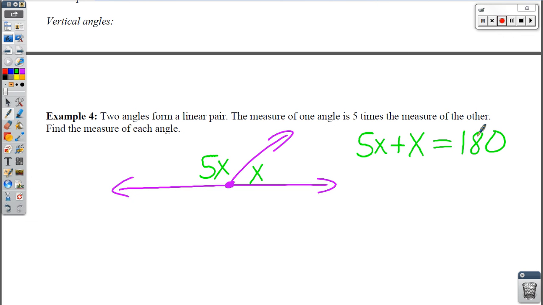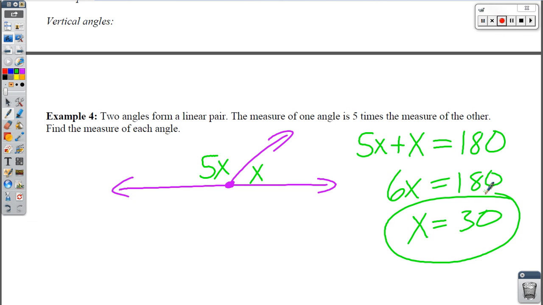Then we just solve this equation. So 5x plus x is 6x. Then we can take 180 and divide both sides by 6. 180 divided by 6 is 30. 6x divided by 6 is x. So that tells us that x is 30. We're not totally done yet though.